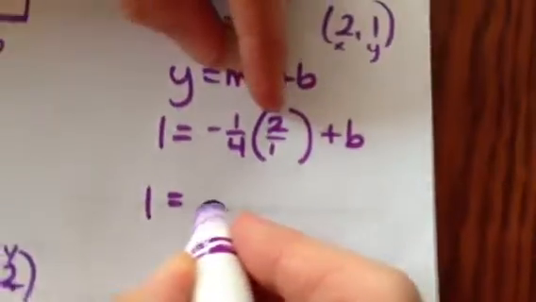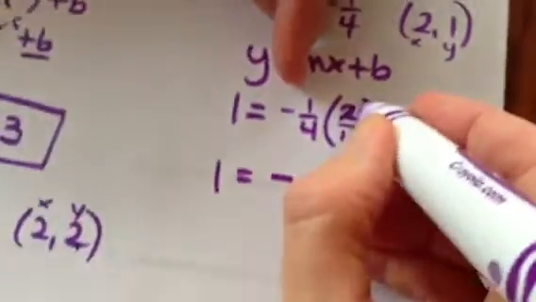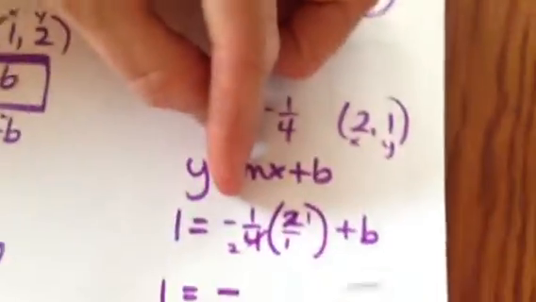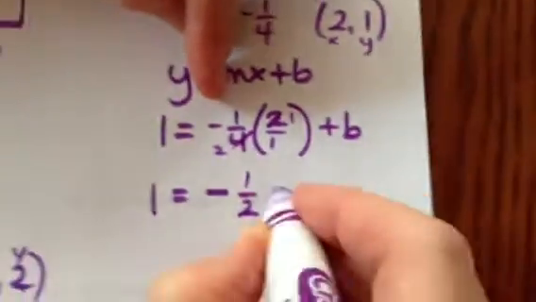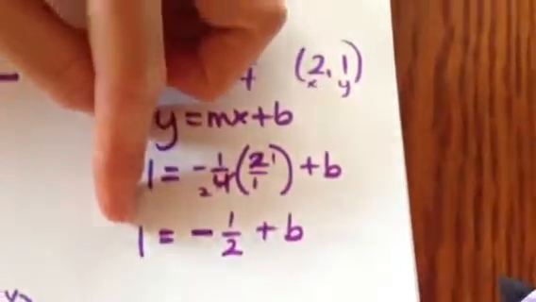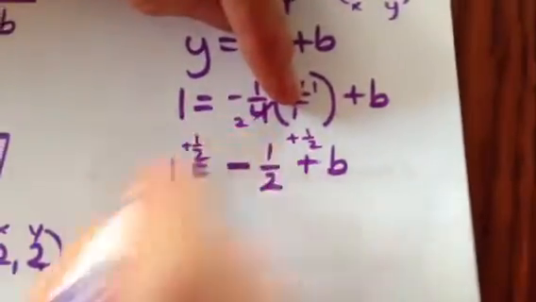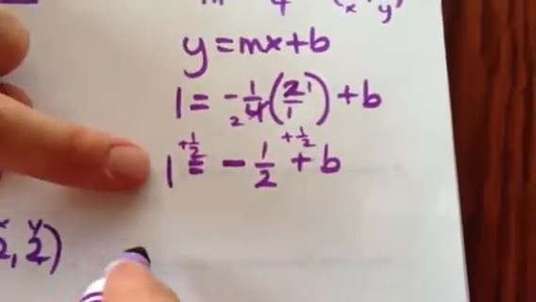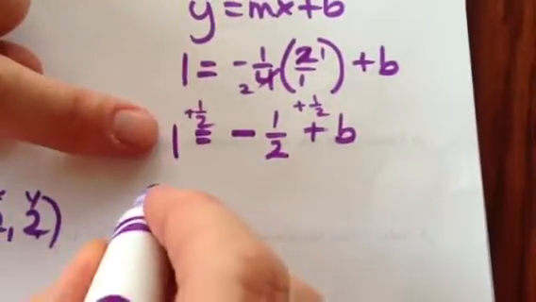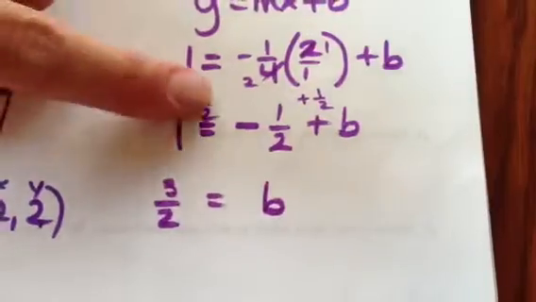Okay, negative times a positive is negative. If you multiply these two together, use your calculator, or notice that 2, we're going to 4 twice. So you're going to get a -1/2 plus b. Okay, now you want to move this to the other side. This is a -1/2, so you're going to have to add 1/2. 1 plus 1/2, you find a common denominator, do what you got to do, but you're going to get 3/2 equals b. Okay, you can see that's 1.5.